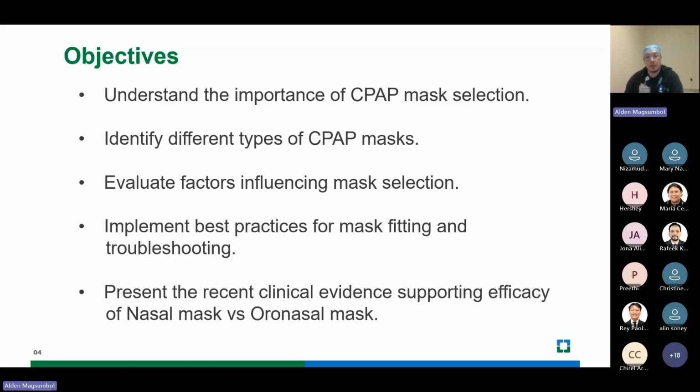The objectives for today: at the end of this session, you'll be able to understand the importance of CPAP mask selection. You'll identify the different mask types, evaluate the factors influencing mask selection, implement best practices for mask fitting and troubleshooting, and understand the recent clinical evidence supporting the efficacy of nasal masks compared to oronasal masks.